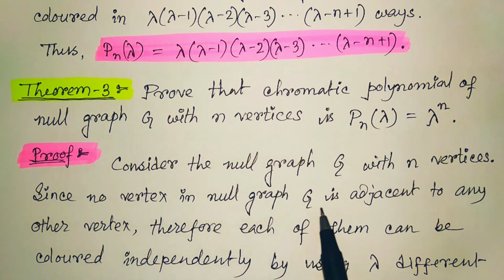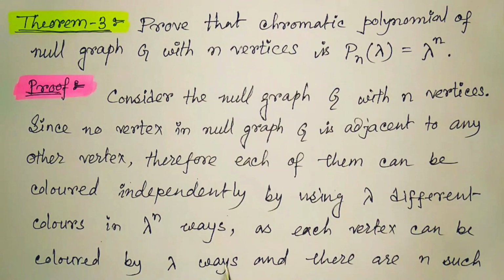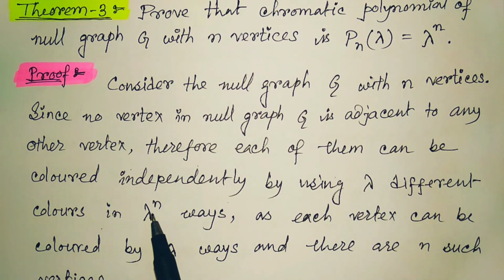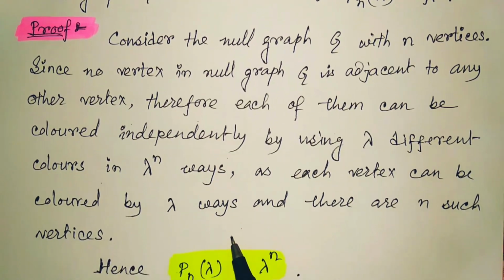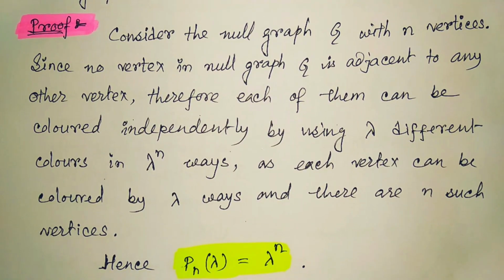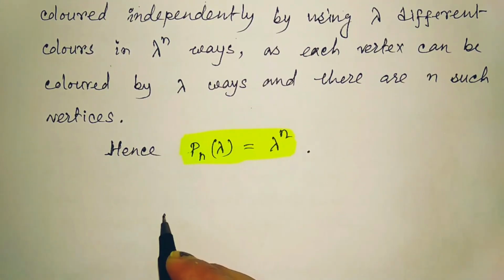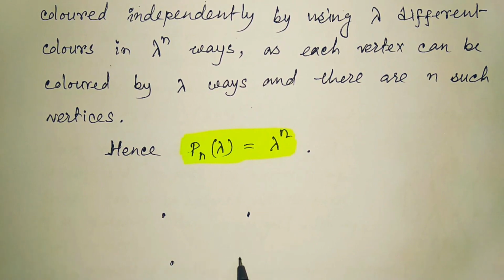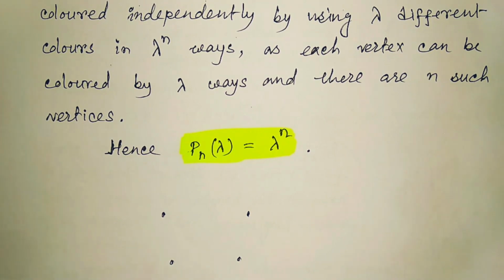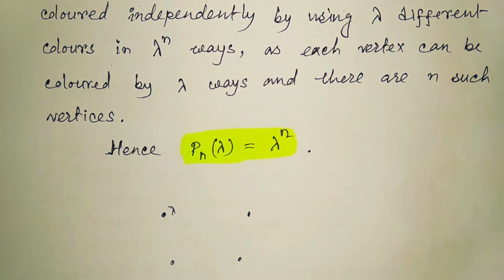Since no vertex in null graph G is adjacent to any other vertex, each of them can be colored independently by using lambda different colors, in lambda to the power n ways, as each vertex can be colored in lambda ways and there are n such vertices. A null graph means only the vertices are there. So if we color any vertex, total lambda number of colors are there, and we can choose any one color out of this lambda. So there are total lambda ways to choose the first color.